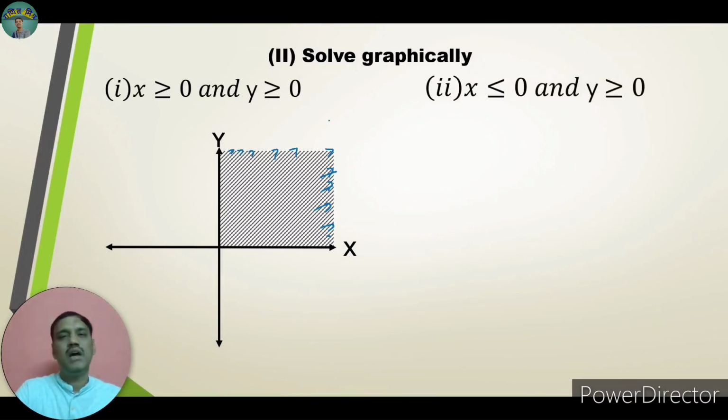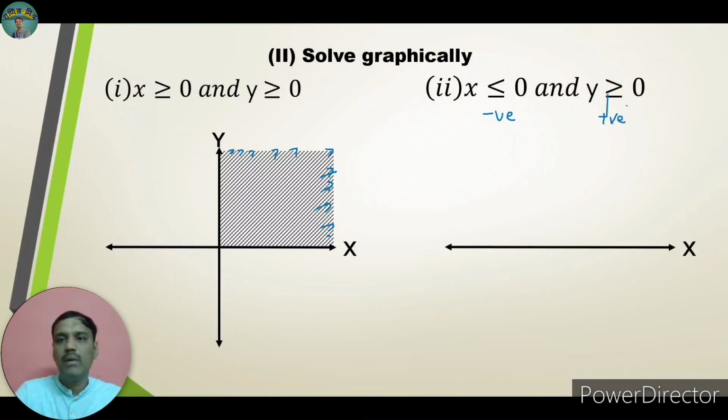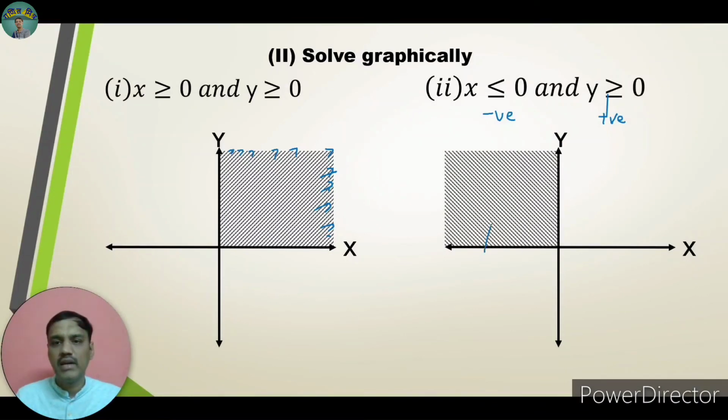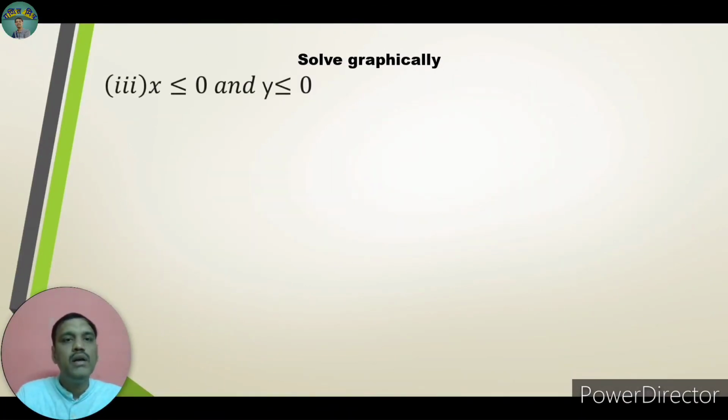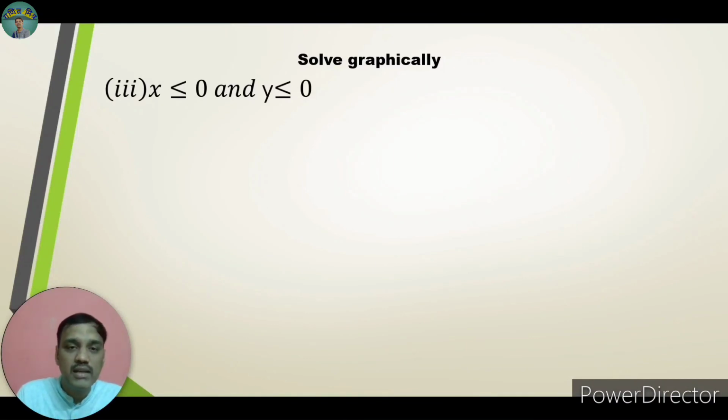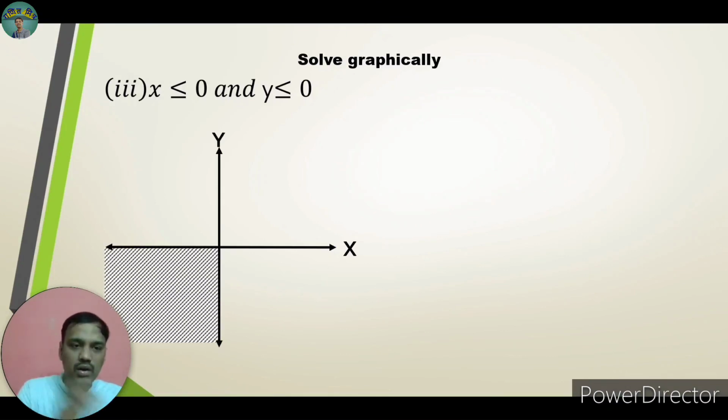Similarly, now these are very simple. x less than or equal to 0 means x negative, and y positive. Where x is negative and y is positive, it is the second quadrant. x gives a negative value, y gives a positive value. So this whole part gives us the negative and positive combination. This is the solution set for this second question. Now the third one, you can guess: x is less than 0 and y is less than 0 means x and y both are negative, and that happens in the third quadrant. So this is the solution set for question 3.